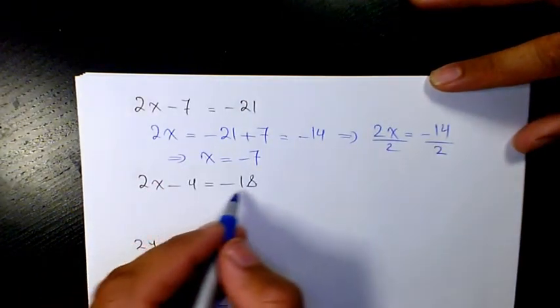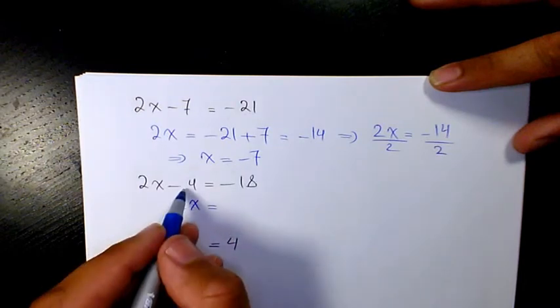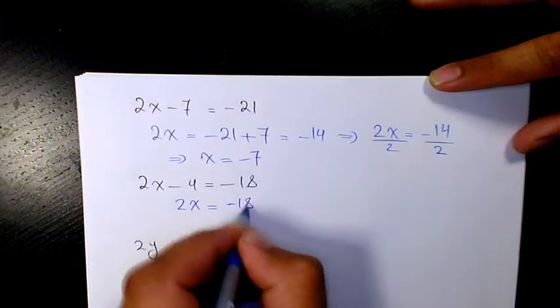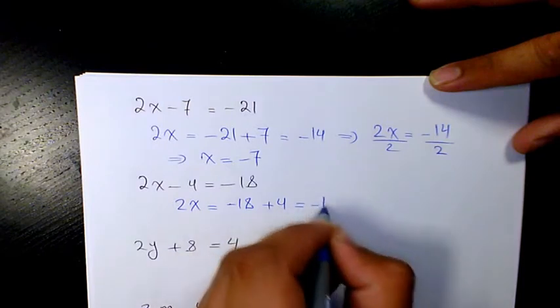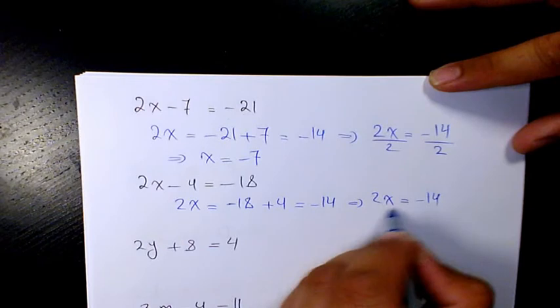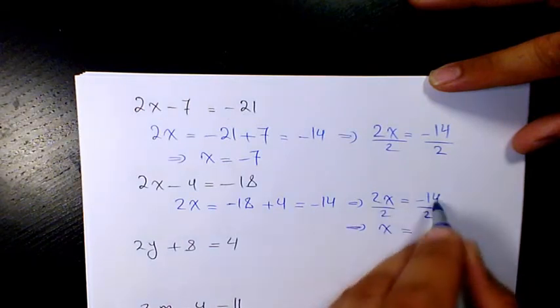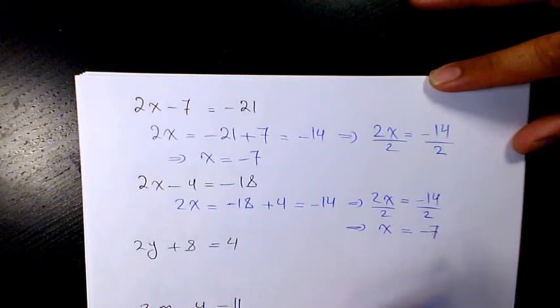2x minus 4 equals negative 18. So I keep 2x on the left hand side and move negative 4 to the right hand side. So negative 18 plus 4 is going to be negative 14. So 2x equals negative 14. When I divide both sides by 2 in order to isolate x, we're going to have x equals negative 14 divided by 2, which is negative 7.